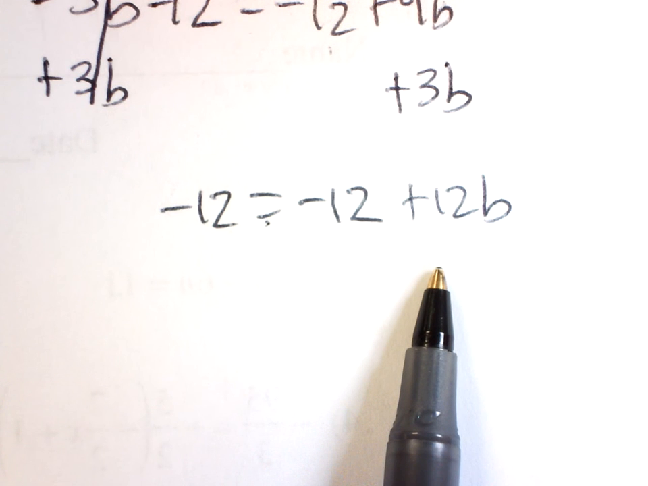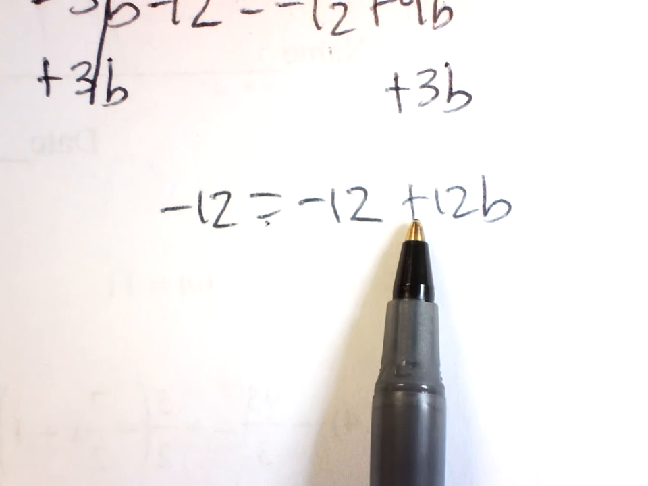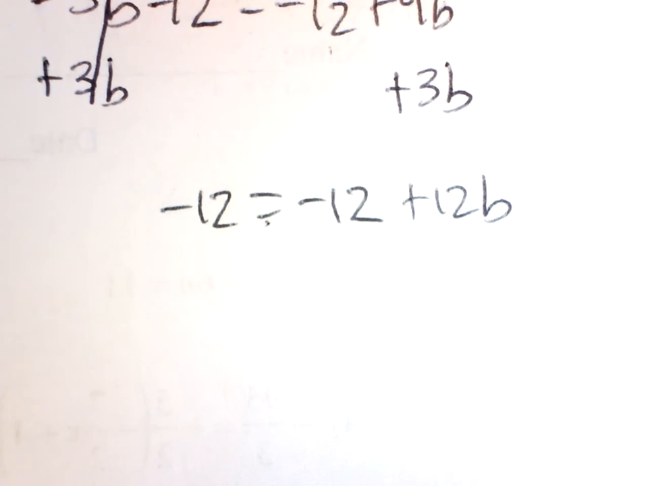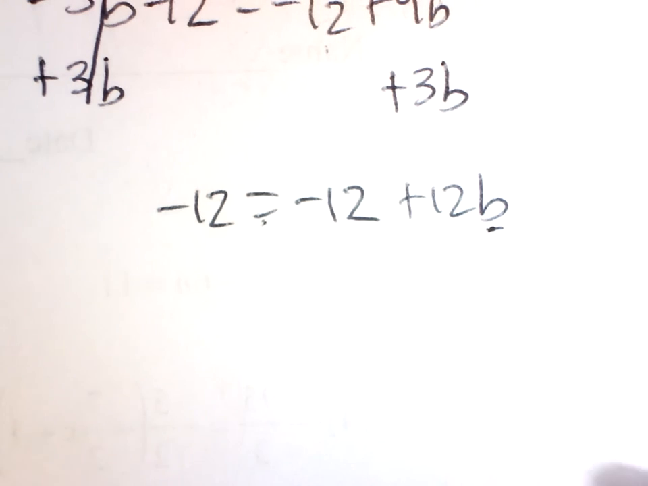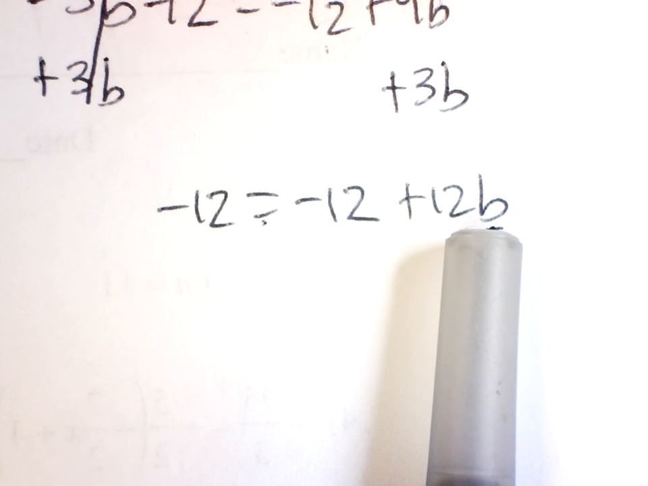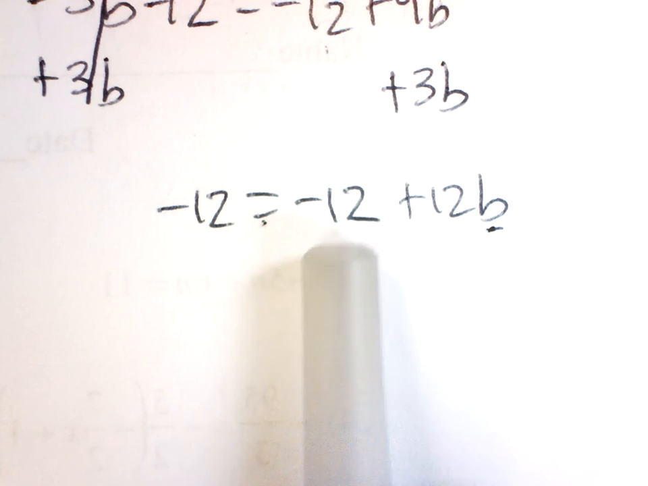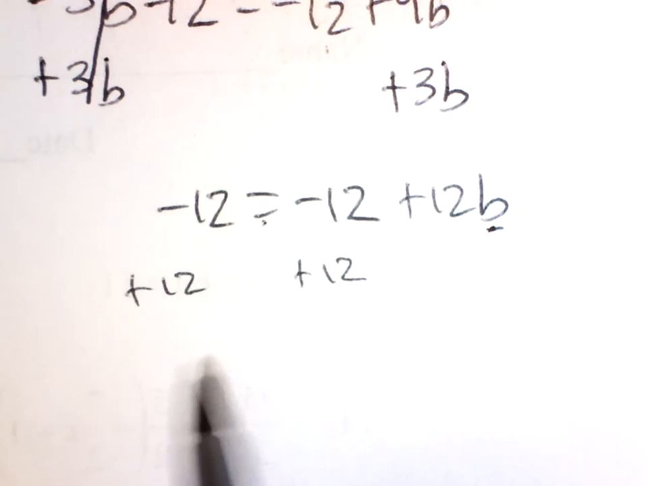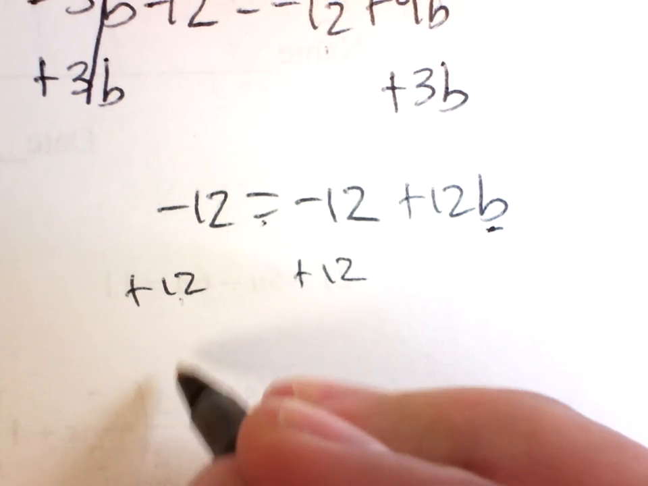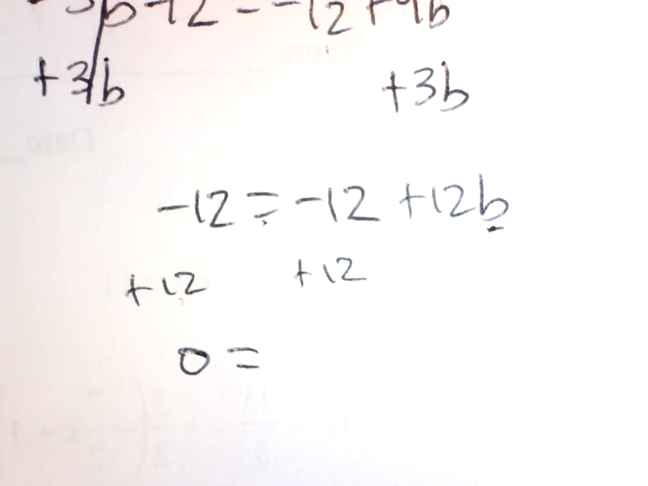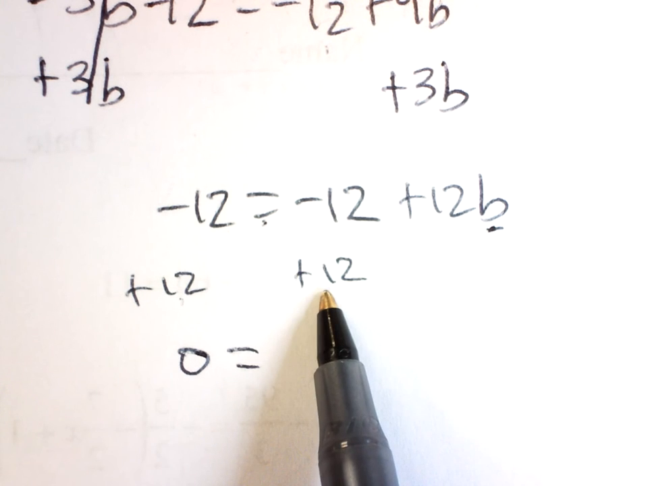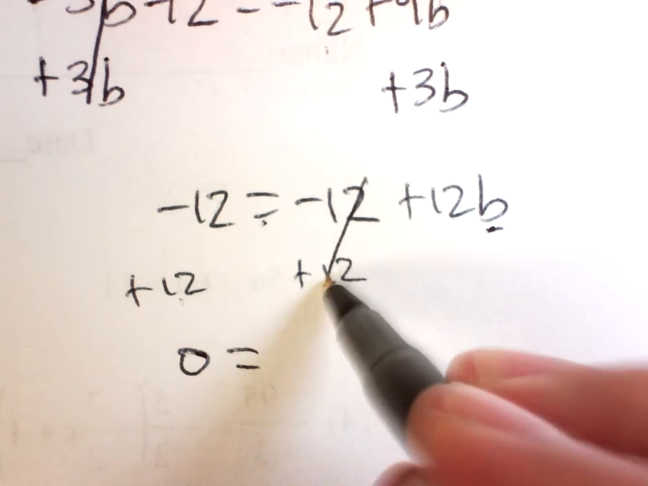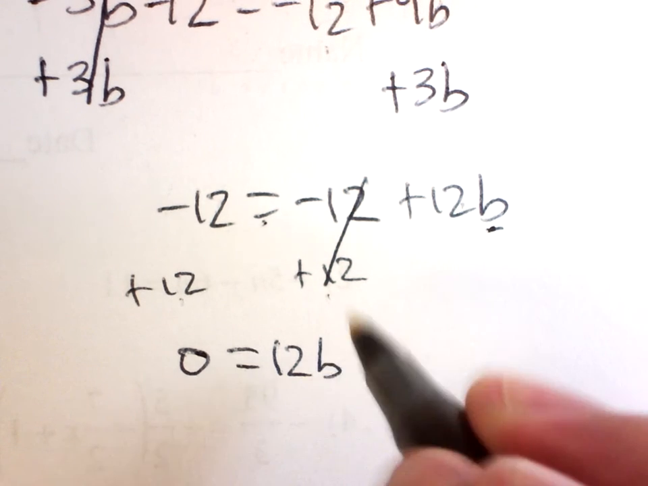I no longer have parentheses, I no longer have letters on both sides. I only have my letter here. And again, I'm trying to get the b by itself. What's on the same side of the b? I have this -12, and I have this 12, which is multiplying the b. So I'm going to move the other number first. So I want to do a plus 12 and a plus 12. -12 plus 12 goes away, 0, equals -12 plus 12 goes away. So all I am left with over here is 12b.